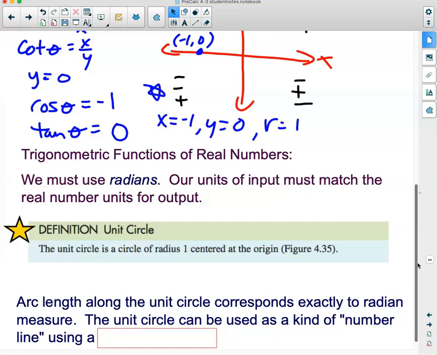We need to use radians. Going to take some getting used to for a while. What you're going to have to do is like when you learn a language. They say something in the other language and you kind of translate that to English in your head and go, okay, this is what this is. We're going to have to do that for a while with radians. It's just how it is.